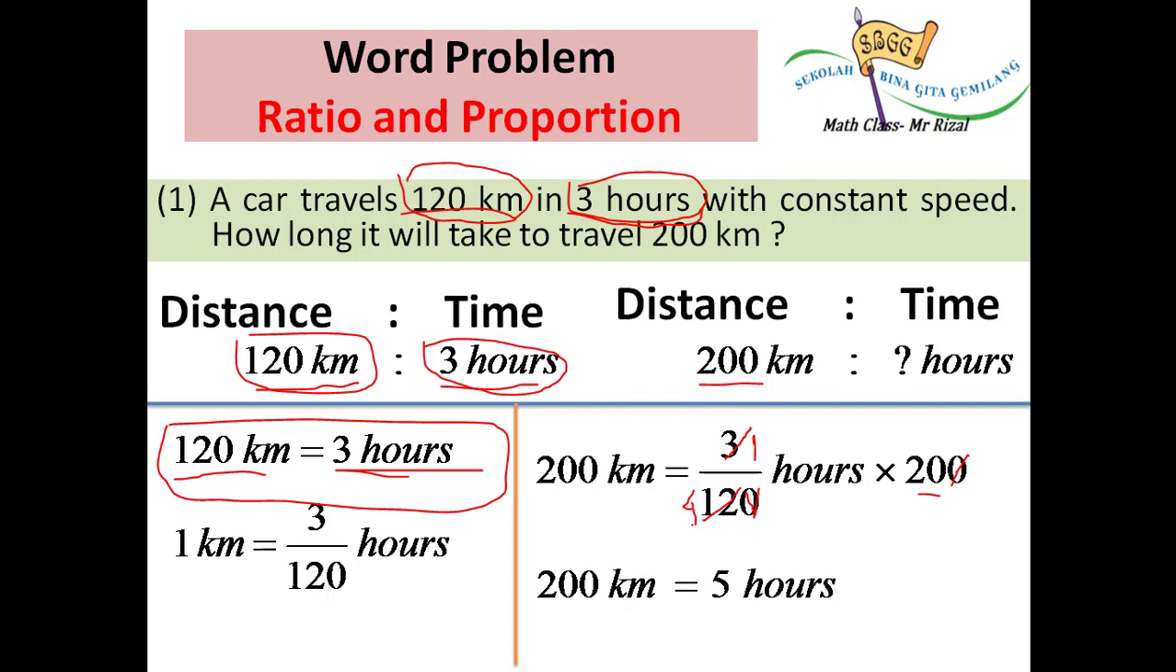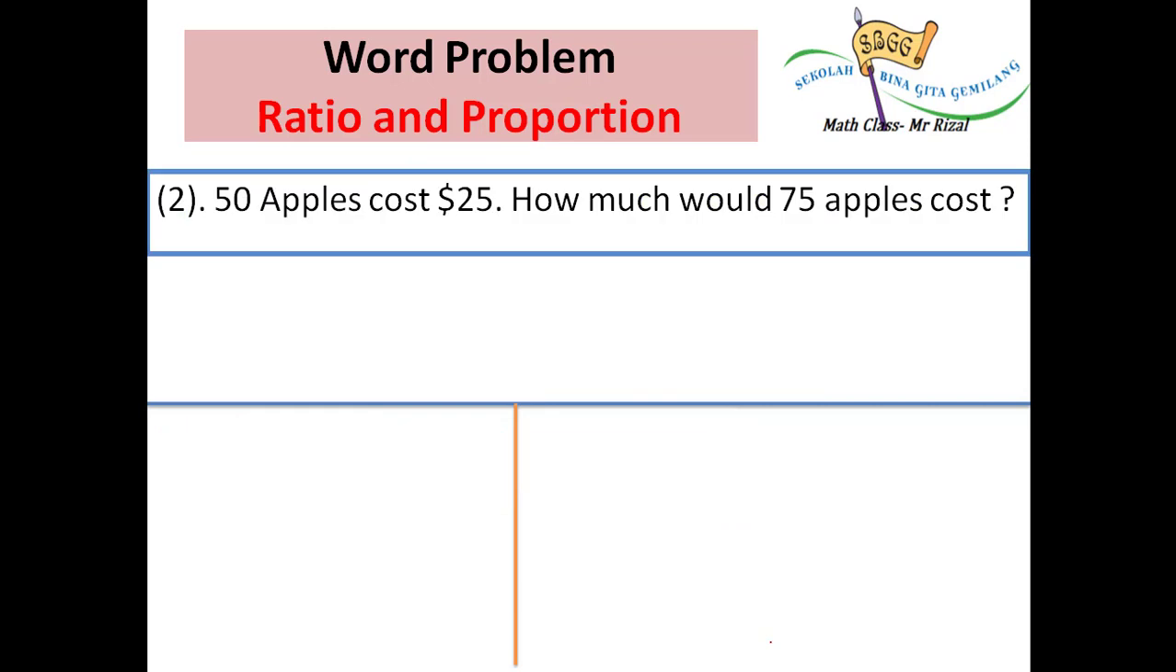That's correct. So if in 120 kilometers the car needs 3 hours, in 200 kilometers the car needs 5 hours. Still makes sense, right? It means that more distance needs more hours. Thank you. Let's go to the second question.